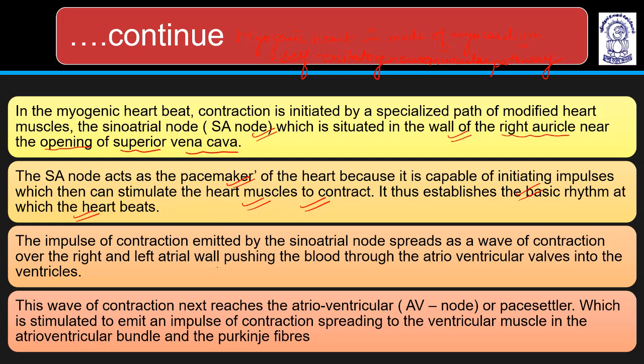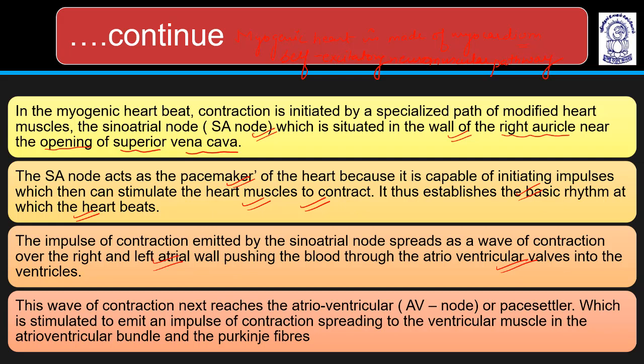The impulse of contraction emitted by the SA node spreads as a wave of contraction over the right and left atrial walls. Because of the contraction of the atria and the diastole of the ventricles, the blood is pushed through the atrioventricular valves into the ventricles.